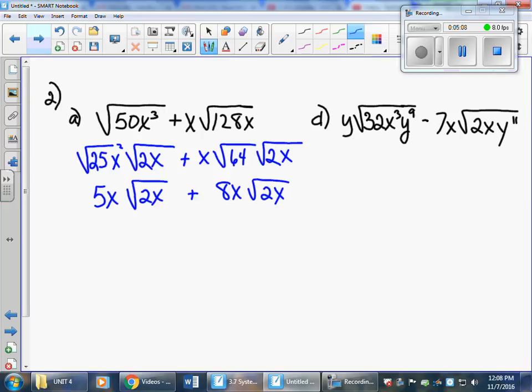Now, you need two criteria here. First of all, the radicals have to be the same in order to add them. And in this case, the rational portions need to be the same as well if you want to put them together. So in this case, that is possible because the 5x and the 8x are like terms, and the square root of 2x and radical 2x are the same term as well. So 8 plus 5 is going to equal 13x rad 2x.